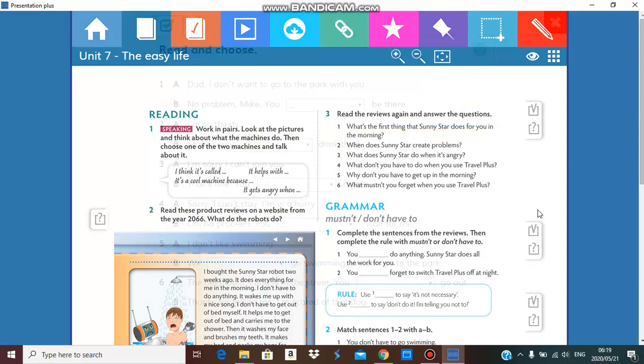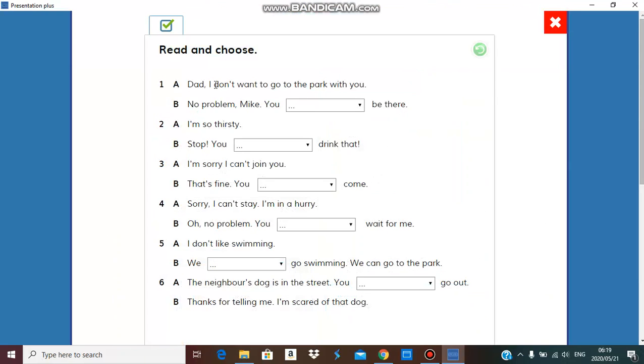Let's go very quickly and choose our answers. So, Dad, I don't want to go to the park with you. No problem, Mike. You don't have to be there. I'm so thirsty. Stop. You mustn't drink that. I'm sorry, I can't join you. That's fine. You don't have to come.